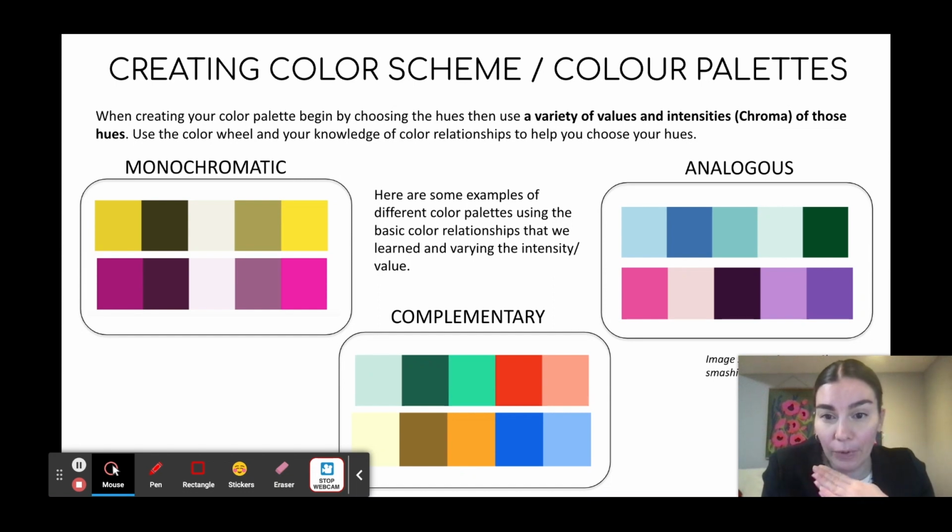We've got some examples on the slide here. For a monochromatic color scheme, this is with yellow and then different tints and shades of yellow. And the same with this, different tints and shades of magenta. So we'd start with a color and then build the color palette around that color. With analogous, it's all sort of blues and greens, pinks and purples. And with complementary, we're starting out with red and green, and then having colors that are related to red and green added in, and the same with this blue and orange.